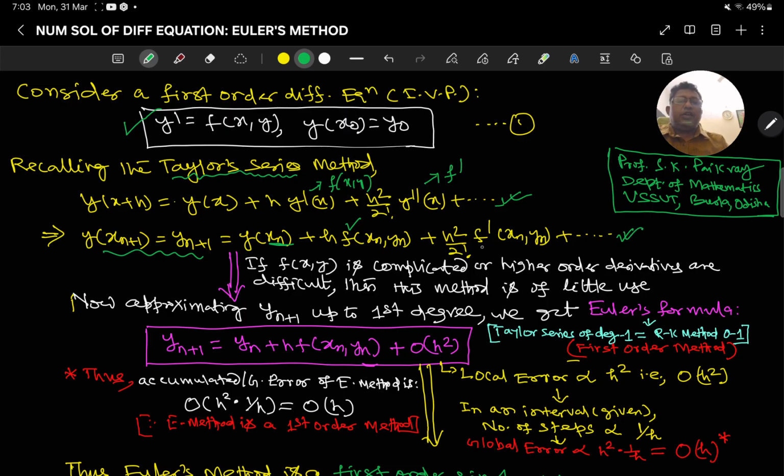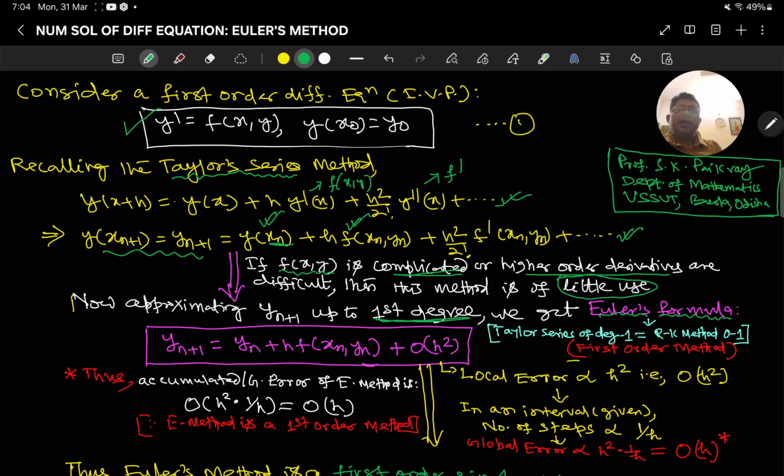Now you see, we have to find the derivative of f. If f is complicated, or it is difficult to find its higher order derivatives, then the Taylor series method is of little use. If the derivative is complicated or difficult, the Taylor series will not work. Now, if we approximate the Taylor series up to first degree, taking the first two terms, then we get Euler's formula.